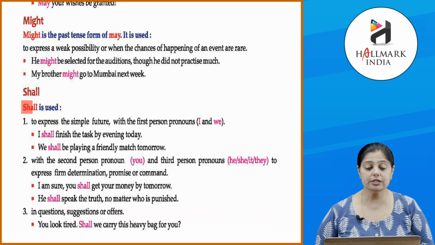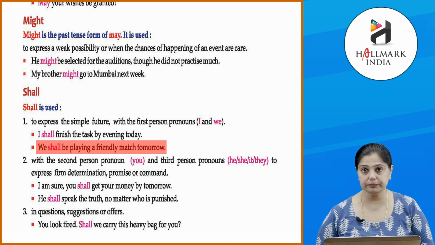Shall. Shall is used to express the simple future with the first person pronouns like I and we. I shall finish the task by evening today. We shall be playing a friendly match tomorrow.